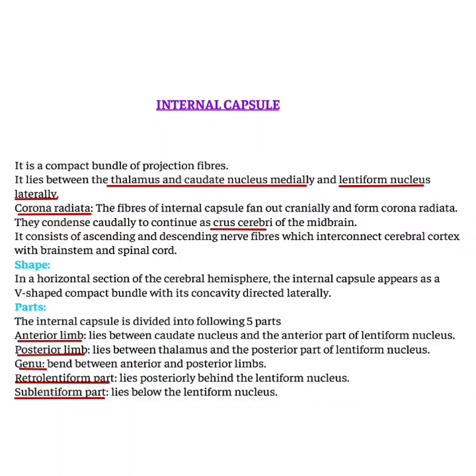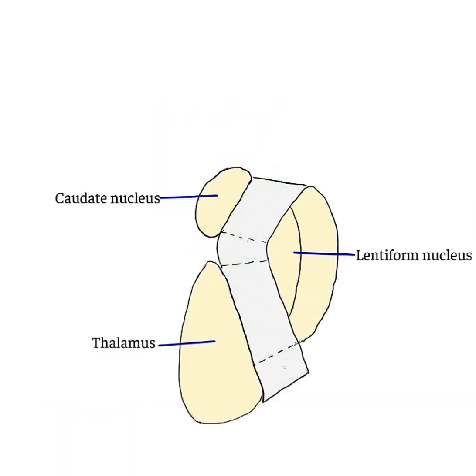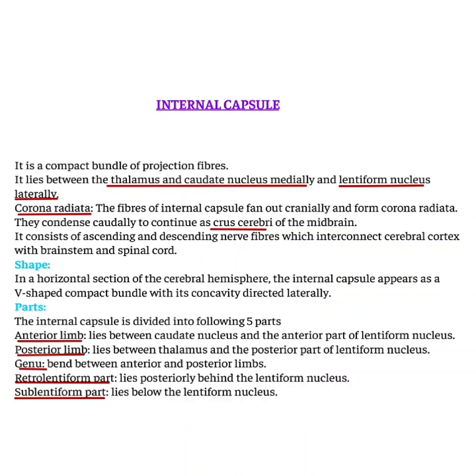Internal capsule. It is a compact bundle of projection fibers. Projection fibers are the fibers of white matter that connect the cerebral cortex with the subcortical centers. Location: it lies between the caudate nucleus and thalamus medially and the lentiform nucleus laterally.